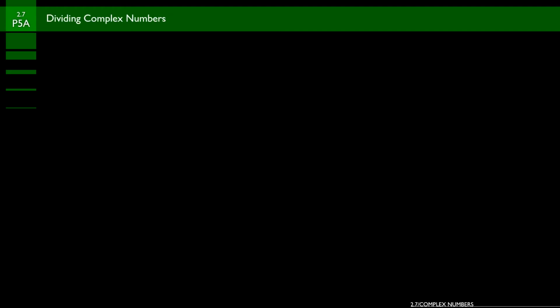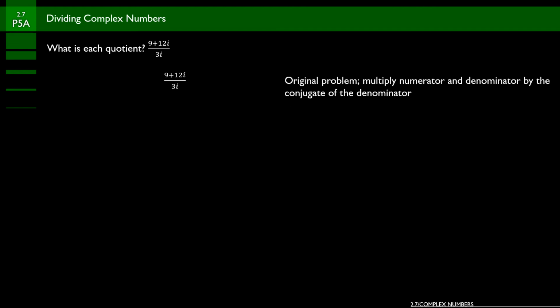So in problem number 5a, we're going to start taking a look at dividing complex numbers. So we're asked, what is each quotient? We're given 9 plus 12i over 3i. Very important rule to remember is that you are not allowed to have an imaginary number in the denominator of a fraction. So that means you have to do what is called rationalizing the denominator, which we're going to do by multiplying by the conjugate of the denominator. So the conjugate of 3i is negative 3i.